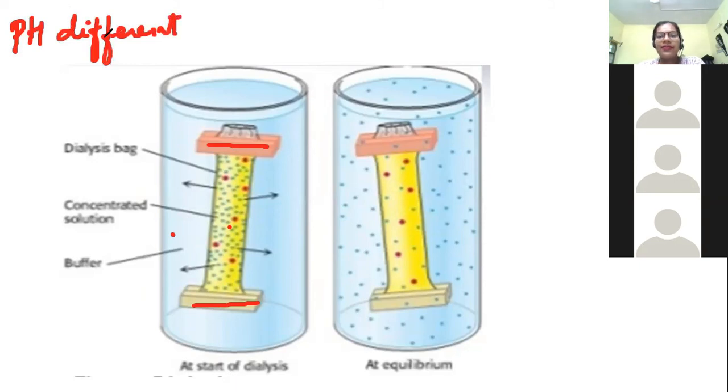What will happen if the pH is different? Any idea? Ranjan, what will happen if the pH is different inside this and over here? Suppose this is 8 and this is 6 pH. What will happen? So these kinds of questions are asked during the interviews. Yes, tell me what will happen if the pH is different? Anyone? Pallavi, try.